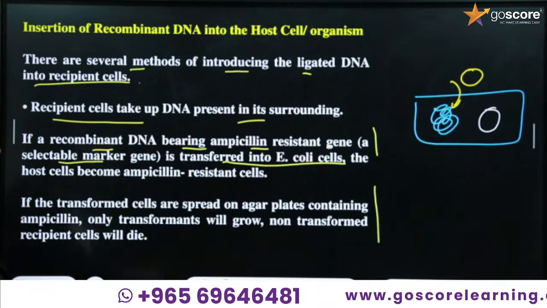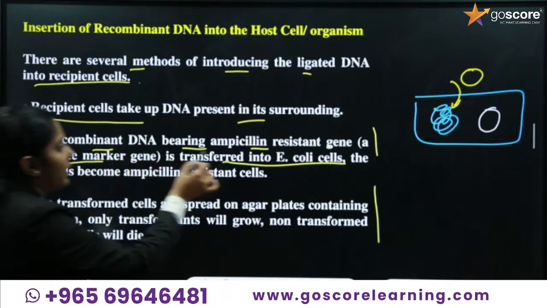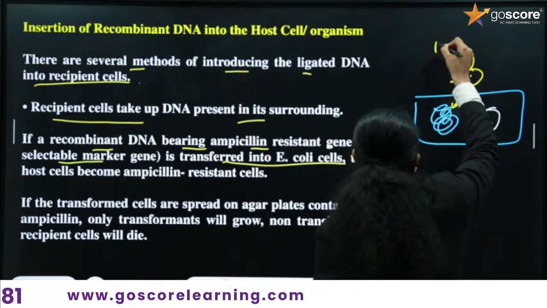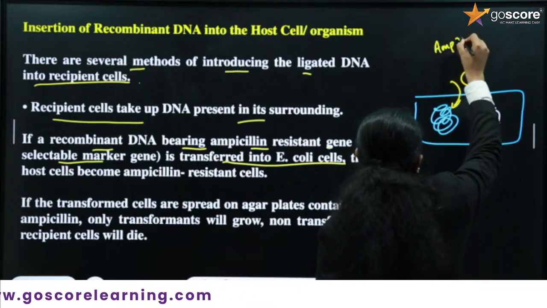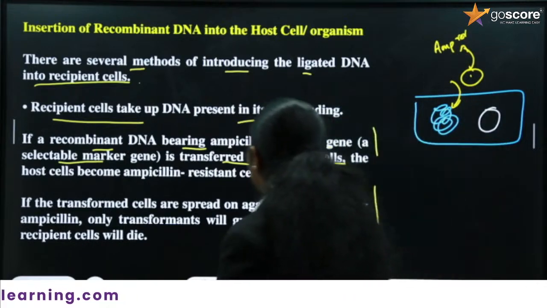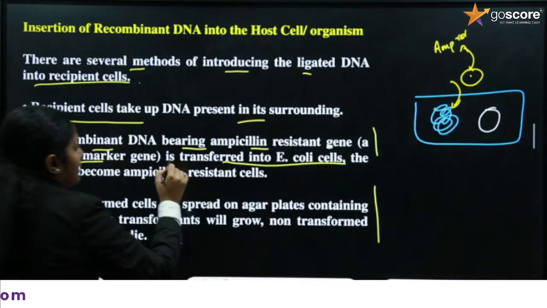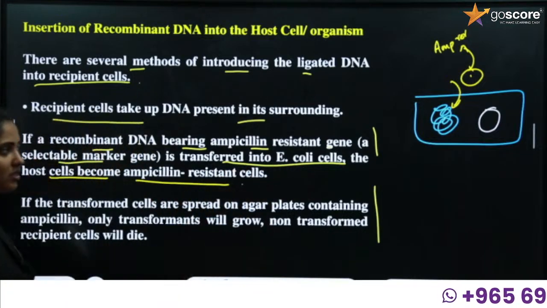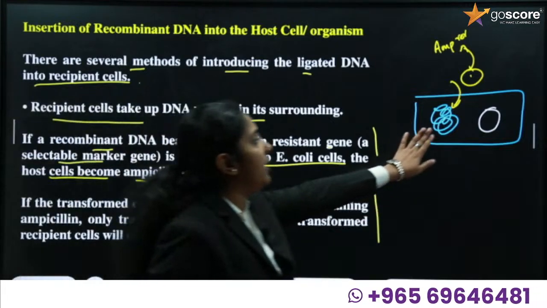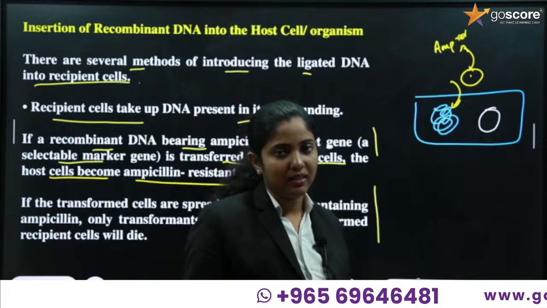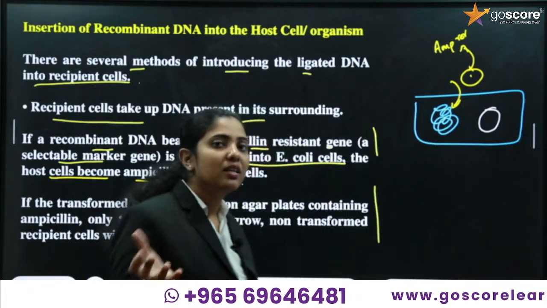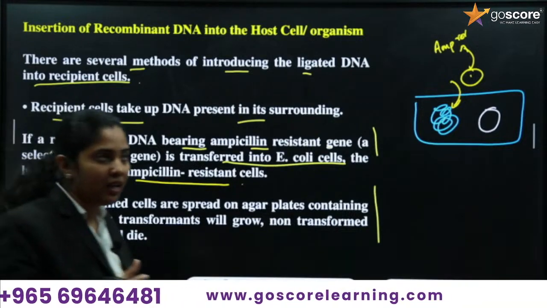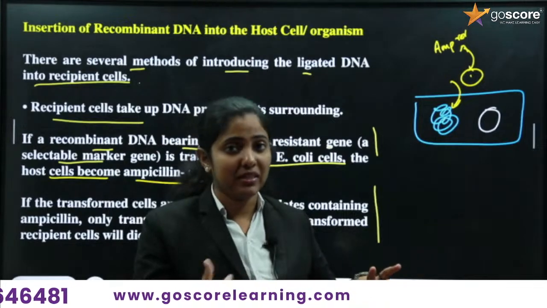What is the speciality here? The recombinant DNA bears the ampicillin resistant gene. If the ampicillin resistant gene is transferred into E. coli cells, this host cell becomes an ampicillin resistant cell. Why? Since it has the ampicillin resistant genes, it can resist the ampicillin.